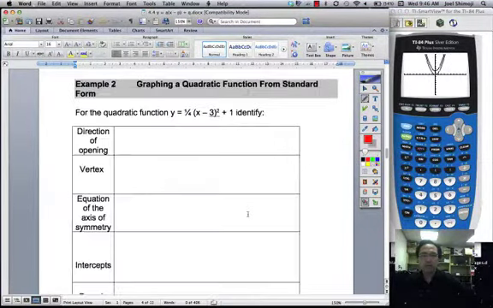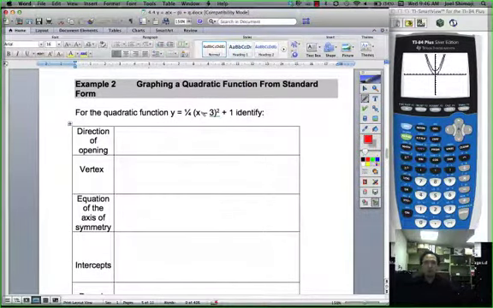Okay, so we're going to go on to the next one. Example 2, quadratic function from standard form. What information can you grab from this? Okay, so the first thing we're going to do here is take a look at our a value. And in our a value here, we see that it's positive. There's +1/4, so we know that it's going to be opening upwards. The vertex we pull from here, so it's going to be at (3, 1). So we put that inside brackets. Equation of the axis of symmetry, that's simple. It's a vertical line, so you always set it through the x value of the vertex.